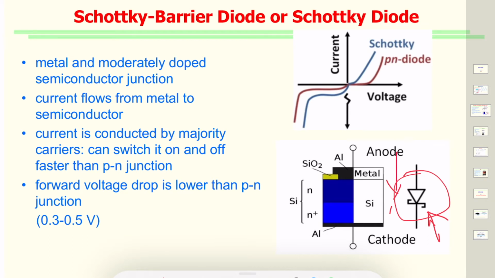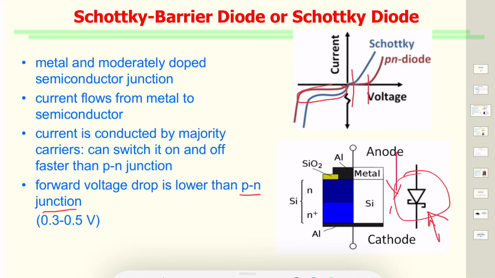We have to note another thing here, that the forward voltage drop is lower than a PN junction, and hence we see that it starts conducting earlier than a regular PN junction, and the breakdown can occur earlier than it would for a PN junction.